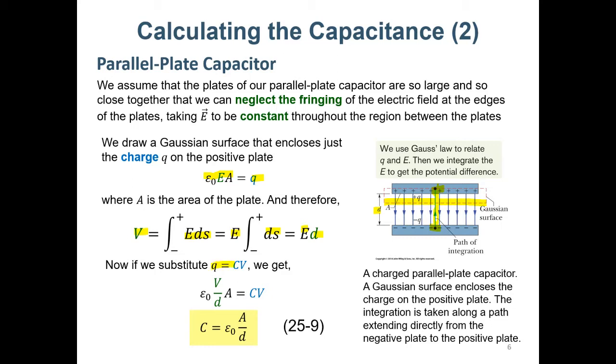Suppose we have Q equals CV for the definition of a capacitor. We just substitute CV here, so we have CV, and then for E we have V over d. So we have V over d and CV from here and here. Finally, we can cancel V on both sides, and C is nothing but epsilon naught A over d.